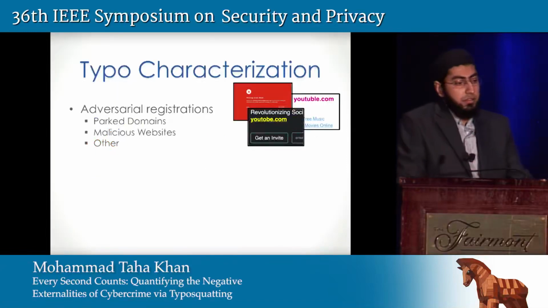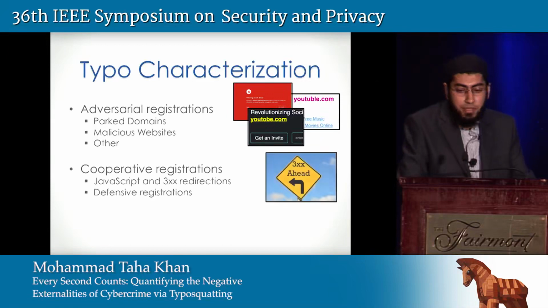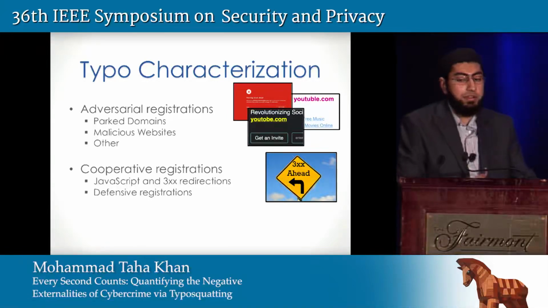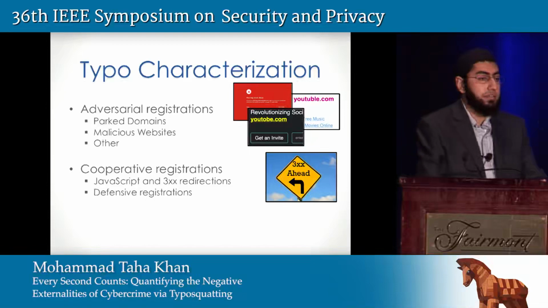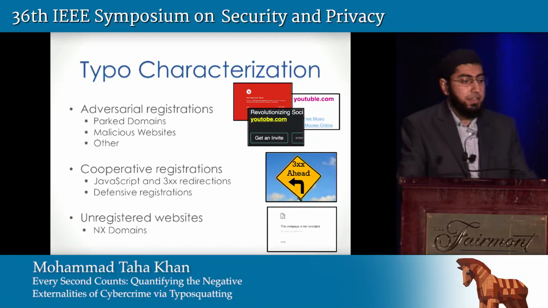So having all these typo pairs, the next step was to perform characterization on them. So we defined 3 main categories. The first one is adversarial registrations, which include parked domains, domains that have malicious content, or domains that are hosting any other material that is not related to the target website. The next category is cooperative registrations. These include redirections as well as defensive registrations, and these domains are essentially somehow linked to the intended website that the user wants to visit. And the third category is unregistered domains that do not resolve to a valid domain name.